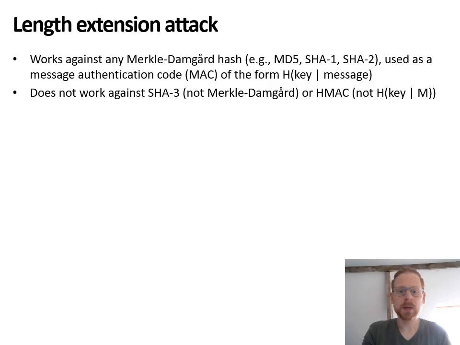When the Merkle-Damgard hashing algorithm is used as a message authentication code by combining a hidden secret key with the message and taking a hash value of that, it becomes vulnerable to this attack. HMAC, which is a specific type of message authentication code based on hashing functions, does not combine a key with a message and does not concatenate them. Therefore, it is also not vulnerable to this attack.